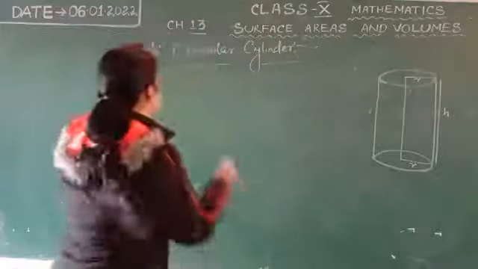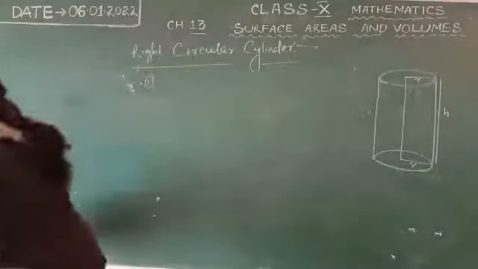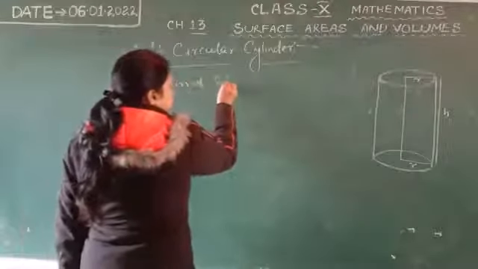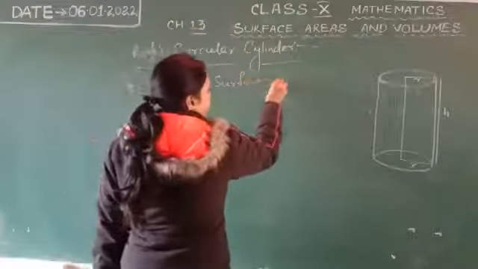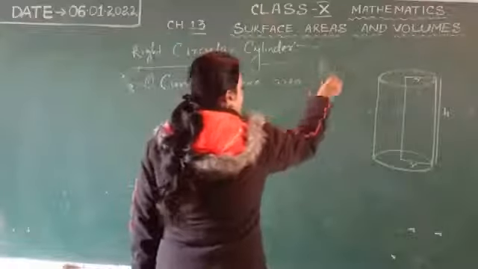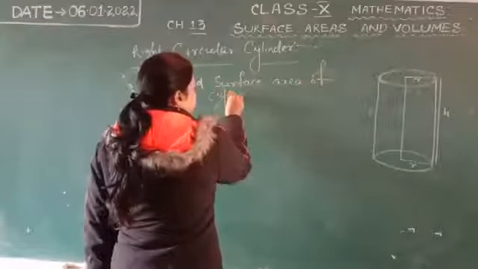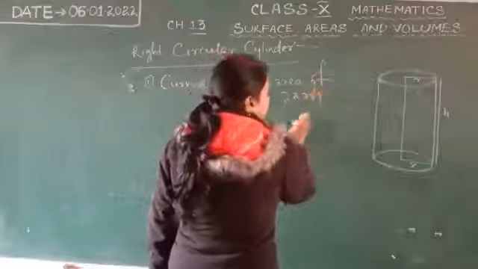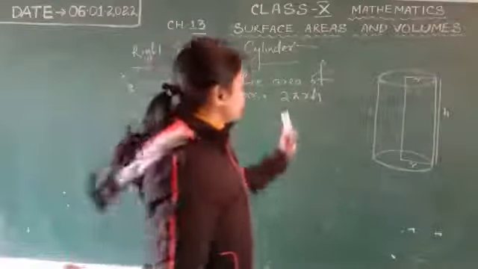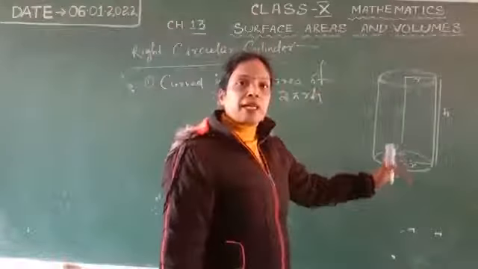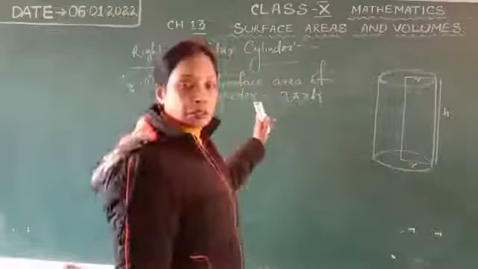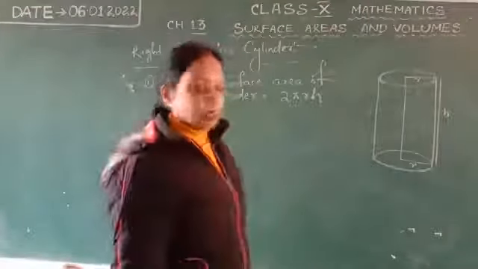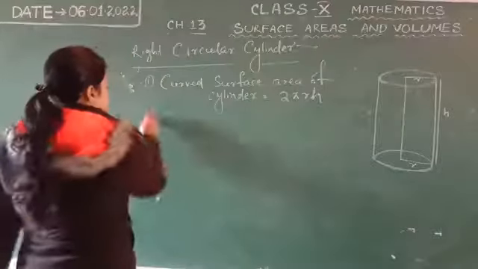So for the curved surface area, first one here you write: the curved surface area of cylinder, that is equal to 2 pi r h. Okay, so this 2 pi r h is used to find the curved surface area of the cylinder. Then come to total surface area.